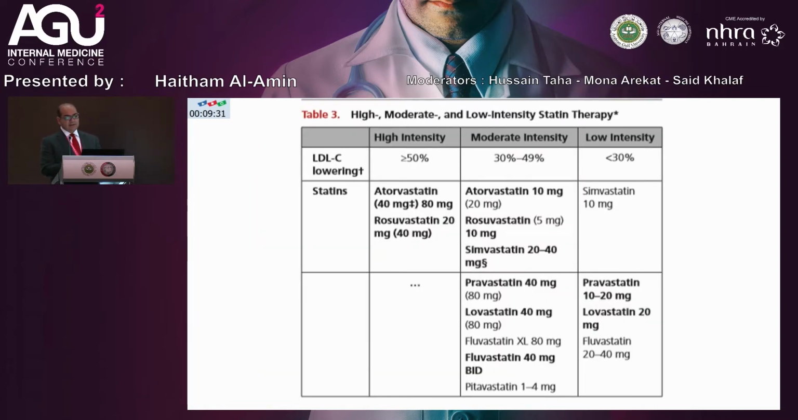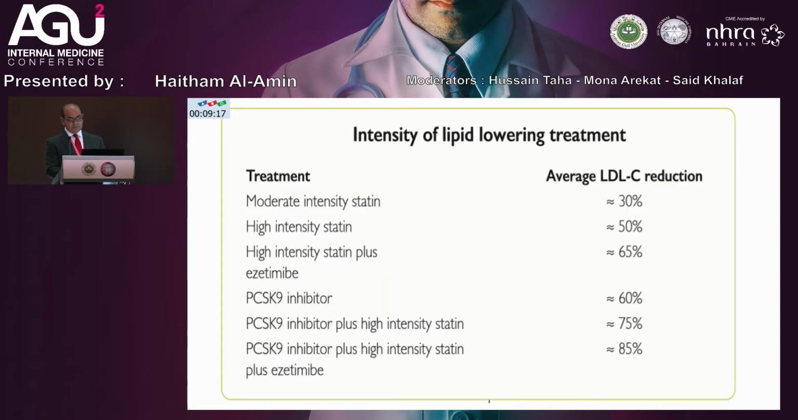When we talk about high-intensity statins, remember that it's any statin that will drop cholesterol by more than 50%. So it's atorvastatin 40 to 80, or rosuvastatin 20 to 40. All the other statins are moderate to low intensity. And you need to know how low your statins will work. So a high-intensity statin will drop your LDL cholesterol by 50%.